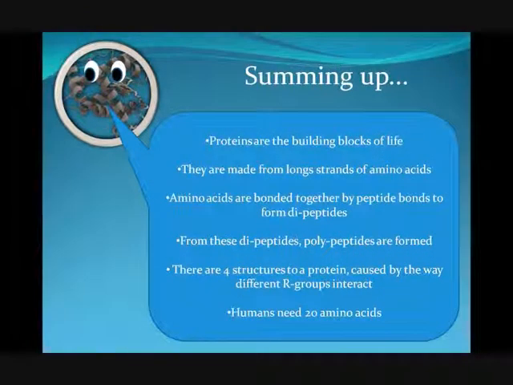So, to sum up on proteins and amino acids. Proteins make up nearly everything in our bodies. They are made from chains of amino acids called polypeptides. There are 4 structures: primary, secondary, tertiary, and quaternary. The body needs 20 different amino acids, 9 from food and 11 synthesized in the body.